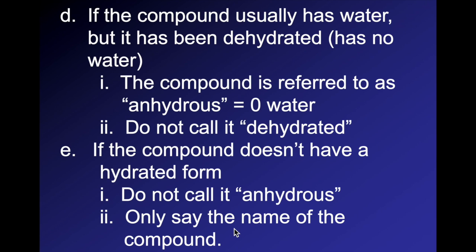For example, sodium chloride is one of those examples in that it does not have a hydrated form. In other words, it cannot be a solid crystal and also have water trapped around it or within it. So you just simply call it sodium chloride. Now, if it has water trapped naturally within it and you dehydrate it, then you refer to it as anhydrous. So not all compounds will trap water within them.